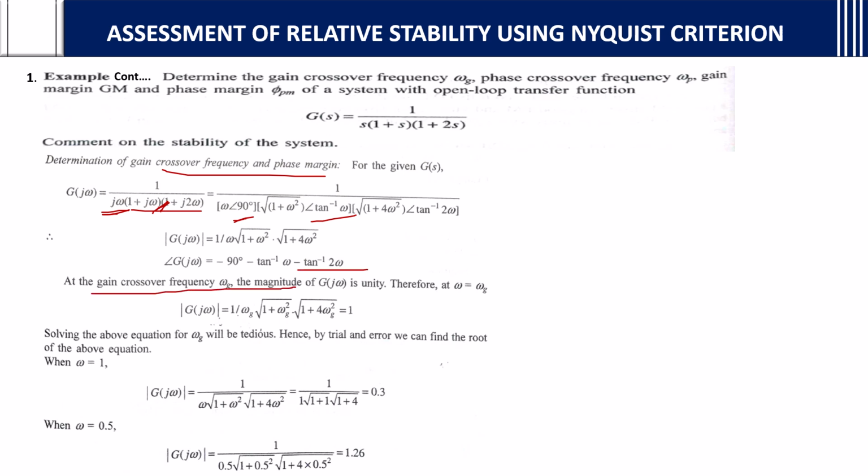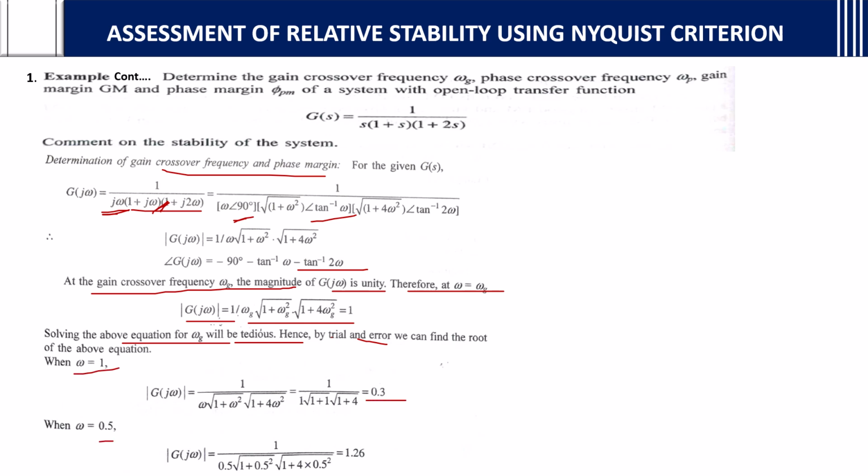At the gain crossover frequency, what will G of j omega be? It will be unity. So in place of omega I will put omega g, which will be equal to 1. Solving the above equation will be tedious, hence by trial and error we can find the root. How do we find the root? Just put omega equals to 1. When you put omega equals to 1, what do you get?